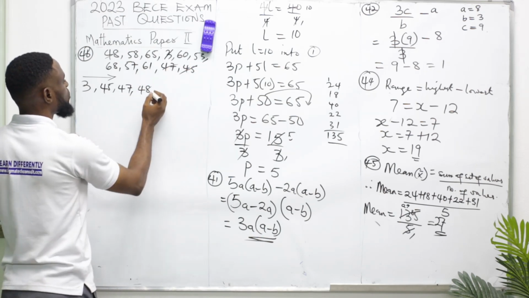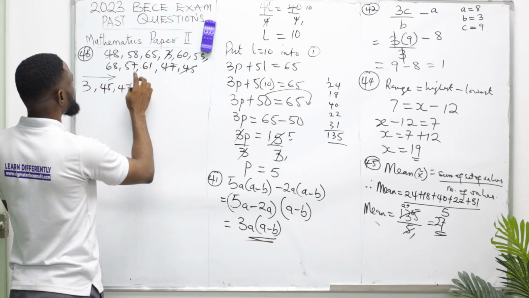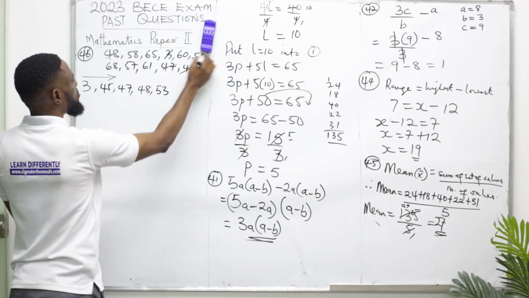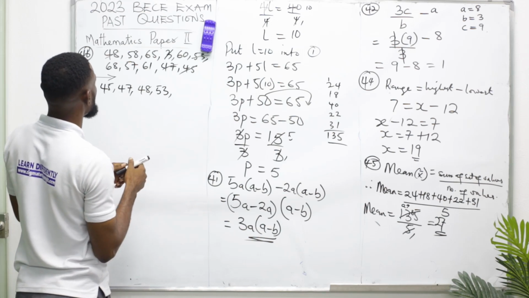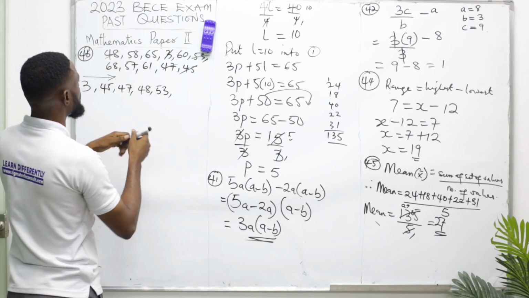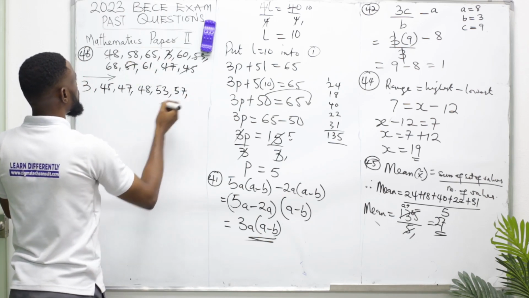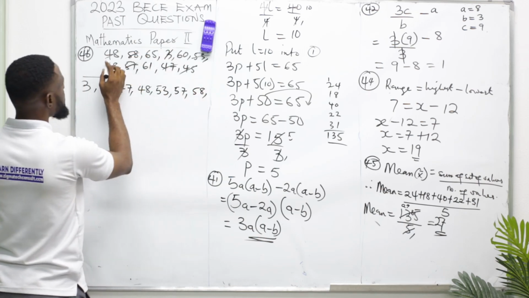All right, so the next one after 48, I think we have 53. 53 is the next, right? So let's remove 53. After 53, do we have 54? No. Do we have 55? No. 56? No. 57, we have 57. So we strike it off. Do we have 58? Yes, we have 58. Good. Do we have 59?